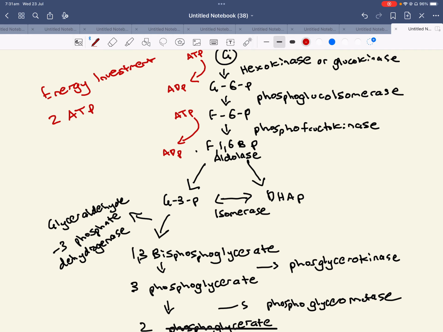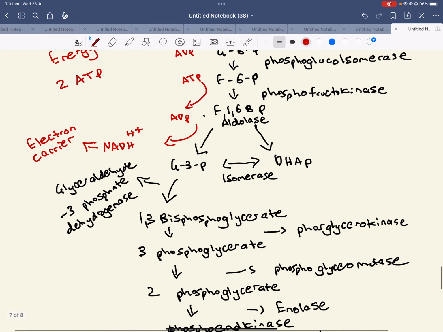Okay? We also generate other things. When we convert fructose 1,6-bisphosphate to glyceraldehyde 3-phosphate, we generate NADH, H+. Now mention NADH is an electron carrier. That will be used later in the electron transport chain. It equals roughly 2.5 ATP. Okay.